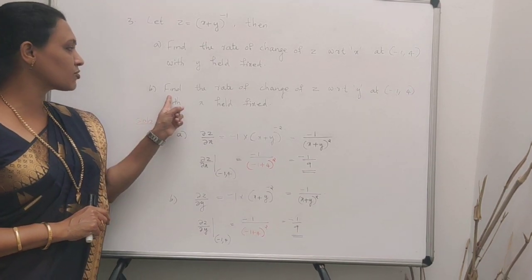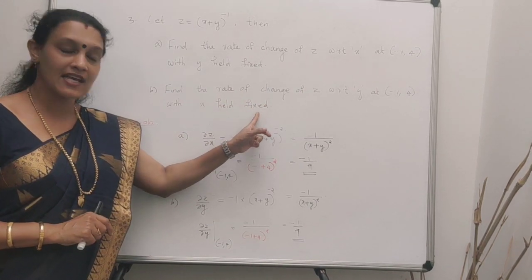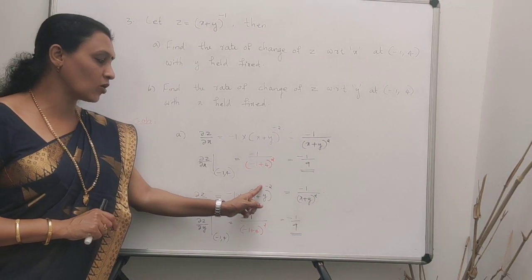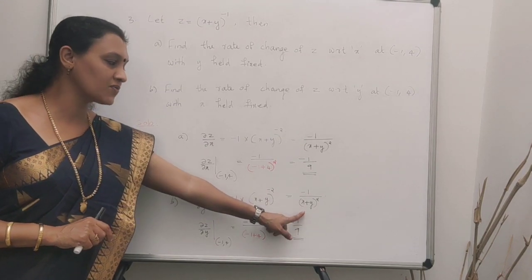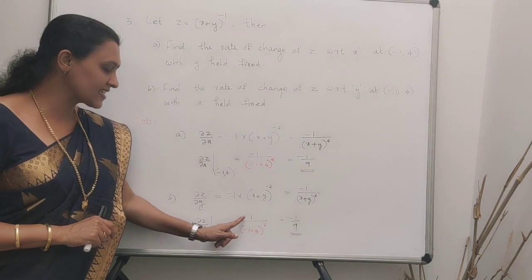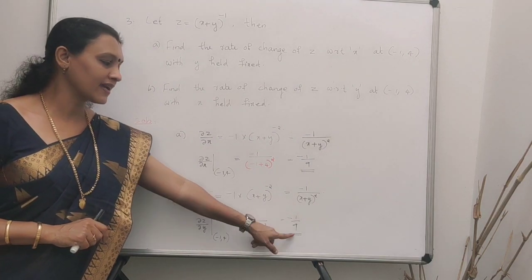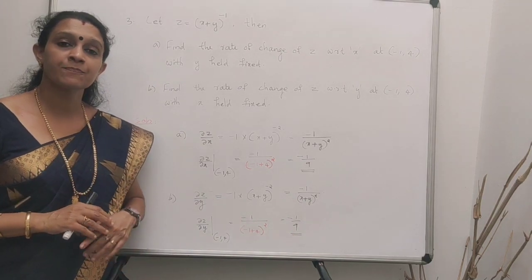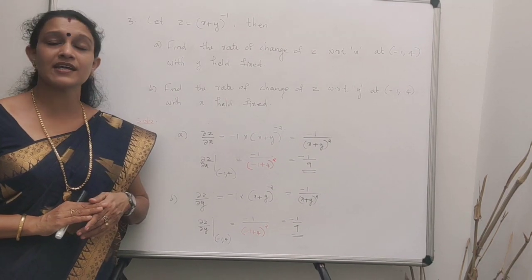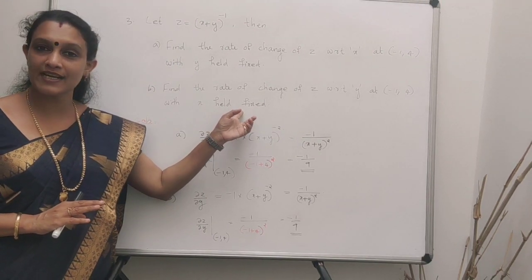And similarly, the second question, the rate of change of z with respect to y with x held fixed, is nothing but ∂z/∂y. That is equal to -1 into (x + y)^-2, which is -1 by (x + y)². And at the point (-1, 4), the answer is -1 divided by (-1 + 4)². That is also -1/9. So if you are asked to find the rate of change of z with respect to x with y held fixed, it is ∂z/∂x, and the rate of change of z with respect to y with x held fixed means ∂z/∂y.